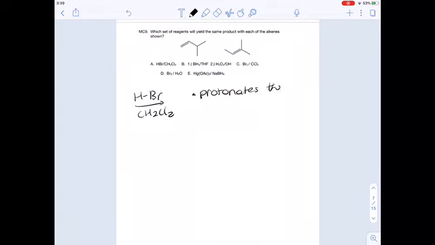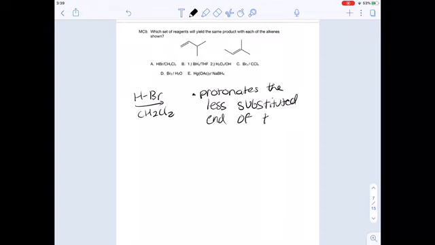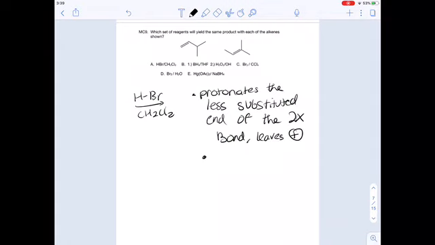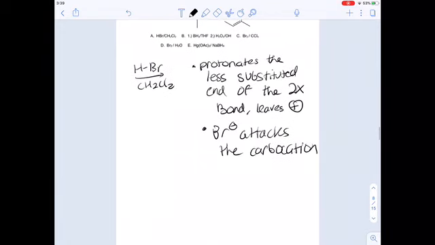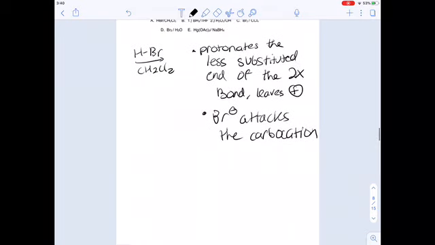It protonates the less substituted end of the double bond, and it leaves behind a carbocation. I'm going to just say positive, but you guys should know that that's a carbocation. And then the Br anion attacks the carbocation. In these reactions, there is the possibility for a shift. Anytime you have a carbocation, you're going to have the possibility of a shift.